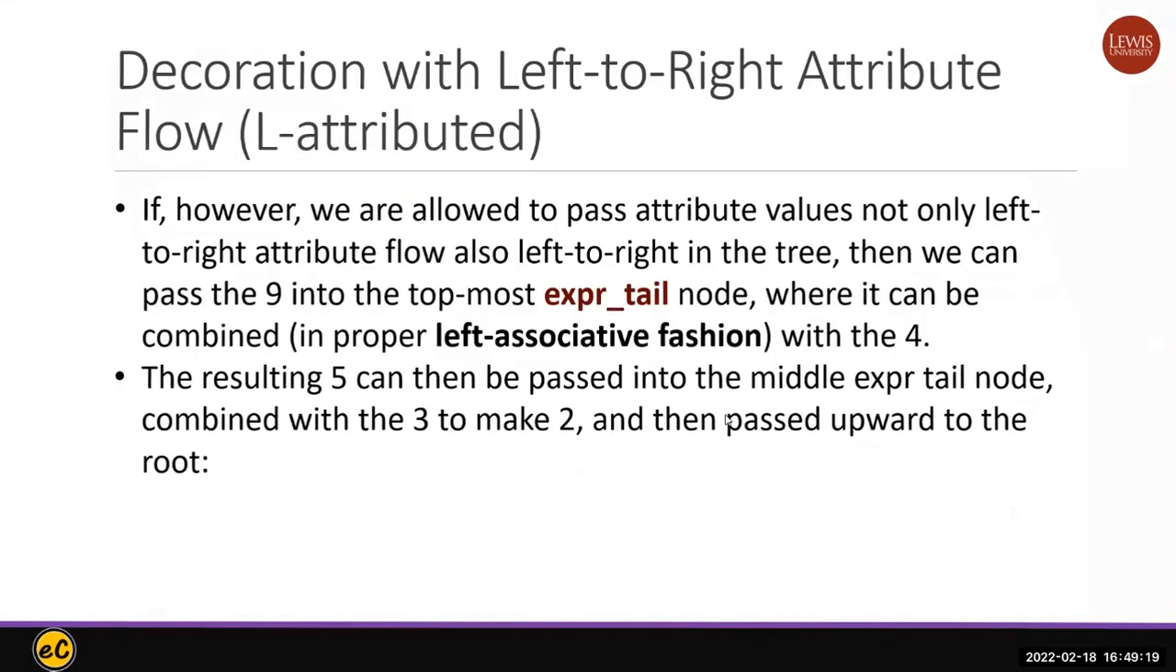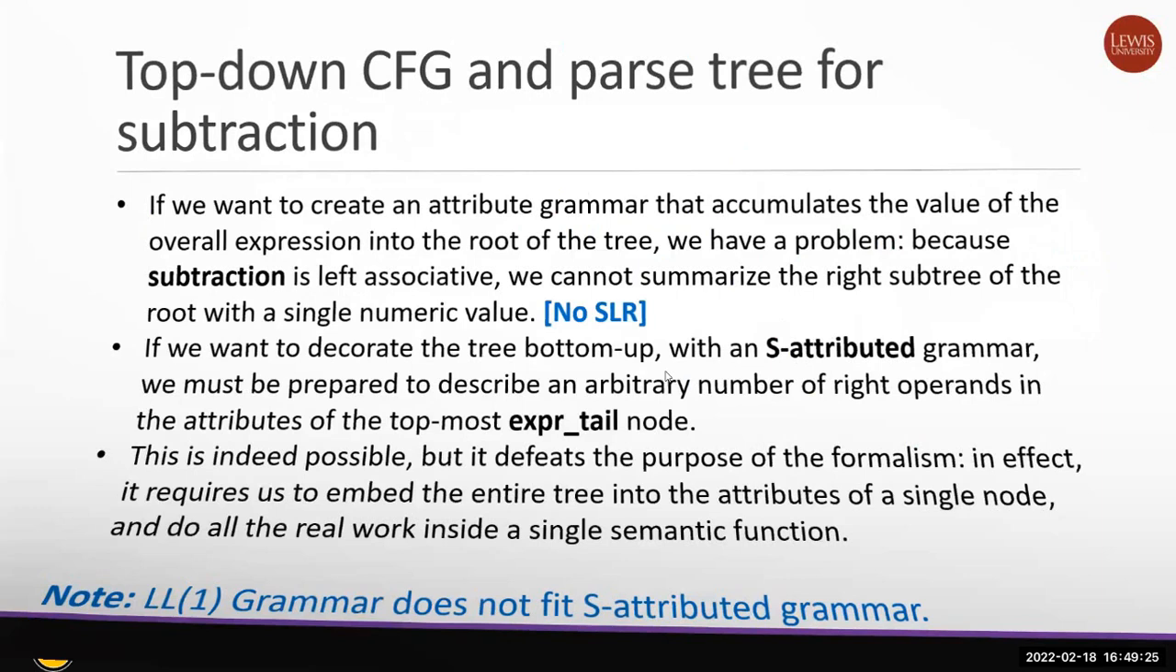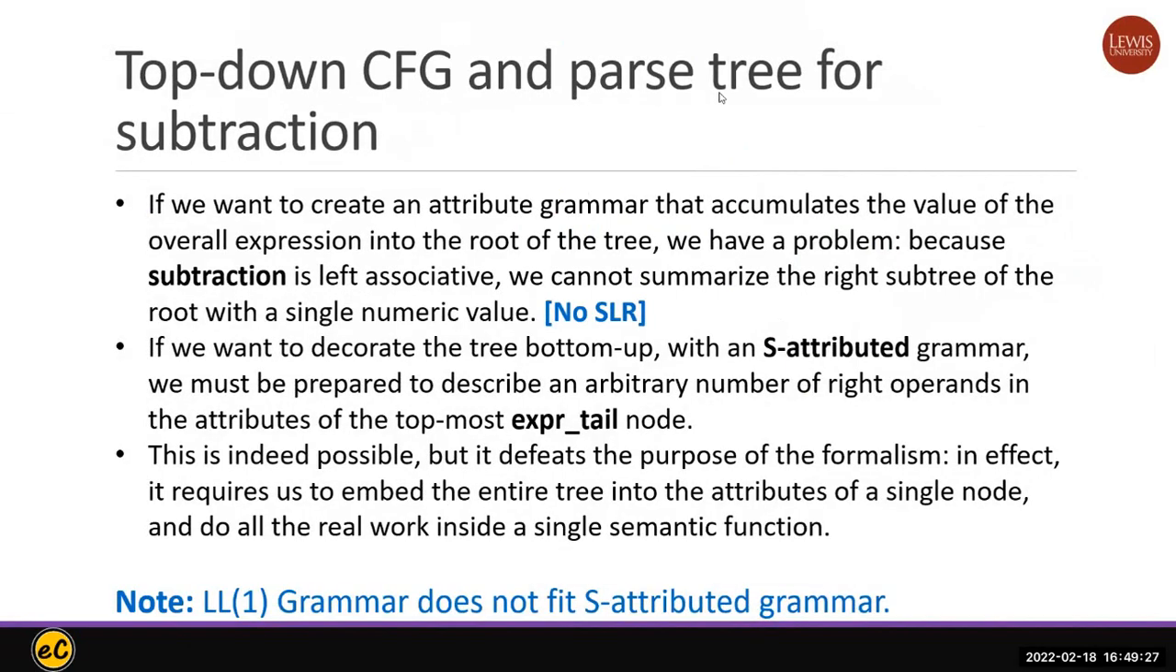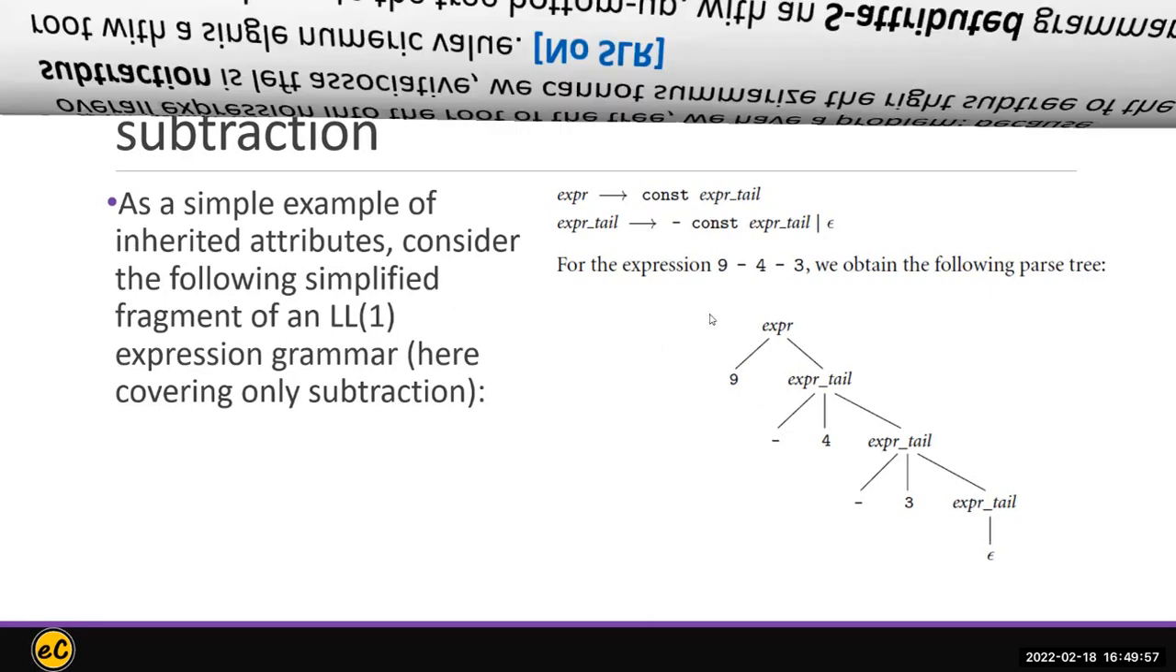But before we do that, let's actually look at these different rules. So this syntax tree is like this. Top-down context-free grammar and the parse tree for subtraction. If we want to create an attribute grammar that accumulates the value of the overall expression to the root, we may have a problem, because subtraction is left associative, but this one apparently is right associative. So this one is not okay if we use this grammar. And this one is an LL1 grammar, but it won't work, okay.